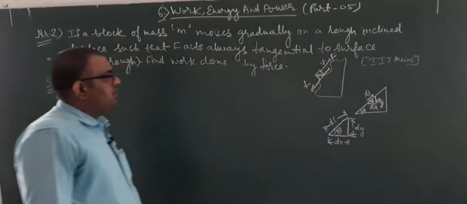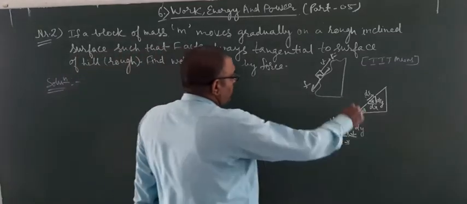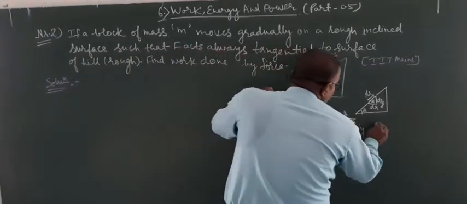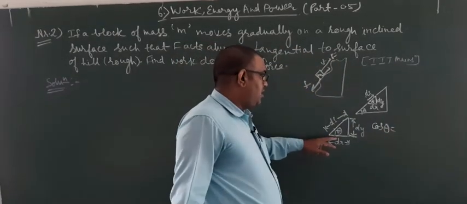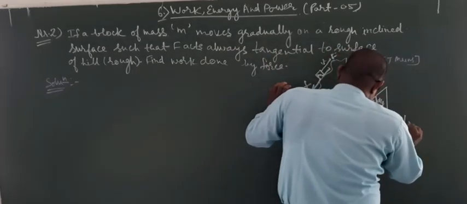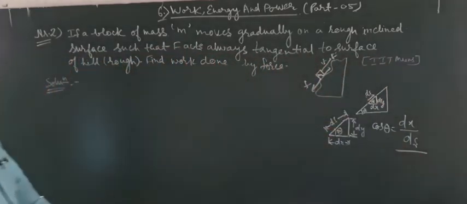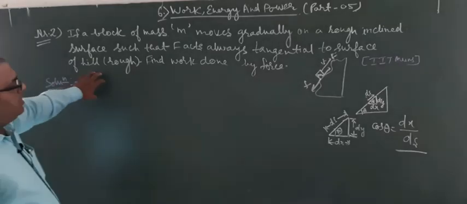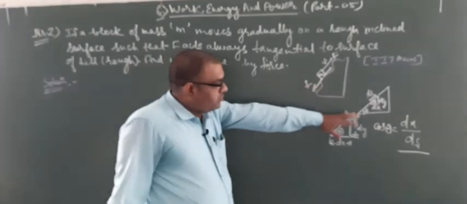Now dear students, we are capable of calculating the value of cos theta. From this diagram, the value of cos theta is equal to base upon hypotenuse, that is dx upon ds. Leave it here, dx upon ds. This is the value of cos theta because it is used in the later calculation.